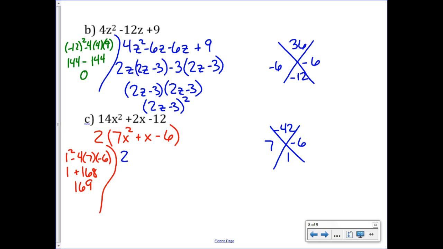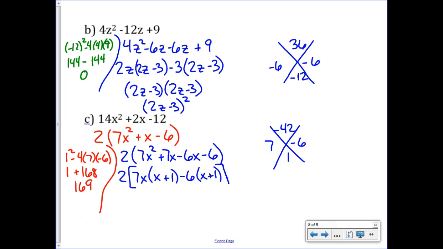So I have 2 out front, and then I have 7x squared plus 7x minus 6x minus 6. Still bring that 2 out front. Of those first two terms, I can pull out a 7x. So I'm going to use brackets here to help me. So I pull out a 7x, and then I end up with x plus 1 left over. And then right here in the second one, I pull out a minus 6, and I'm left with x plus 1. So then I have still 2 out front. I have 7x minus 6, and I have x plus 1.